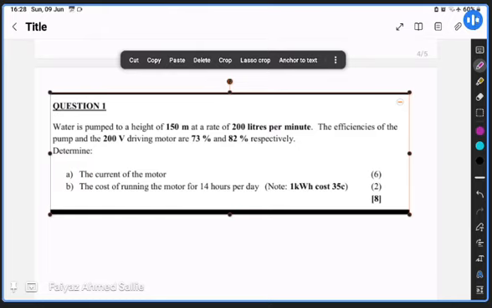Okay, let me solve it. Oh, someone says 2020. Cool. Let me just look in the question paper. 2020.